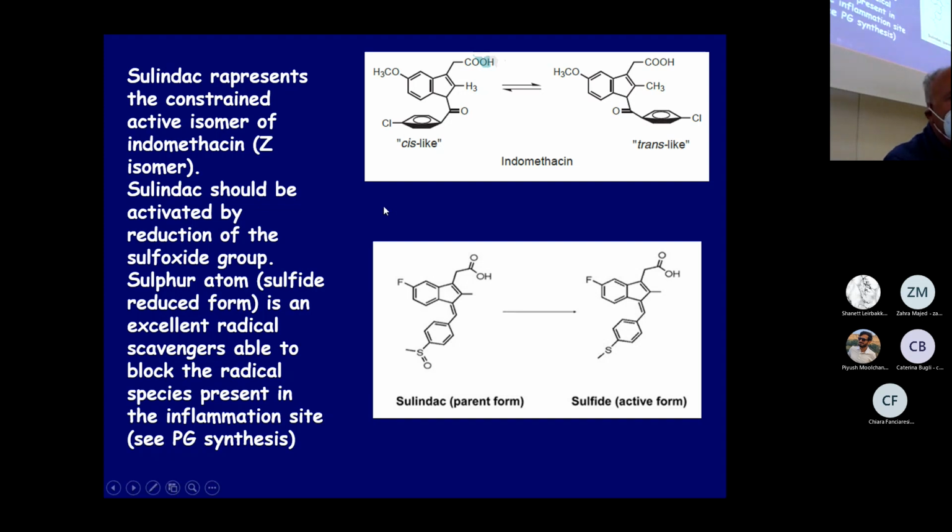Here on the top, you see also the two conformations of indomethacin, cis-like and trans-like. I remind you of the free rotation around the amidic bond, and so with sulindac, the scientists found the right active conformation, which is the cis-like conformation.